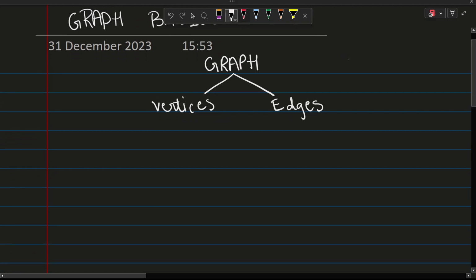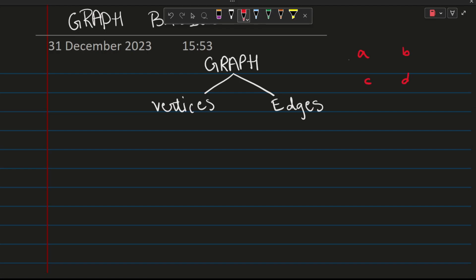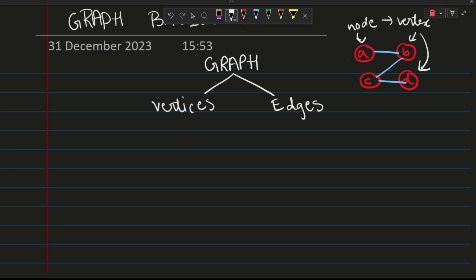Let me take an example. Every node is called a vertex. A is a node, B is a node, D is a node, C is also a node. And the line joining two vertices is called an edge.